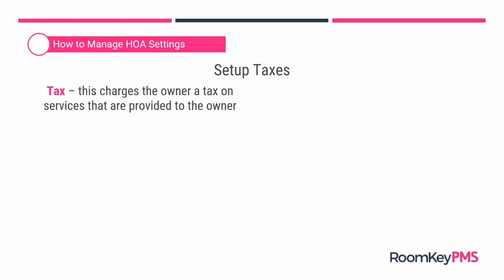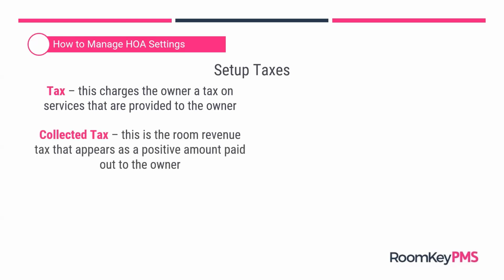Another type of tax that we do have is called collected tax. This is tax on the room revenue that appears as a positive amount that is paid out to the owner. So when the owner looks at their statement, they would see the collected tax as an amount being remitted to them at the end of the month. Now, the owner is expected to remit this tax to the government when they file their taxes at the end of the year.